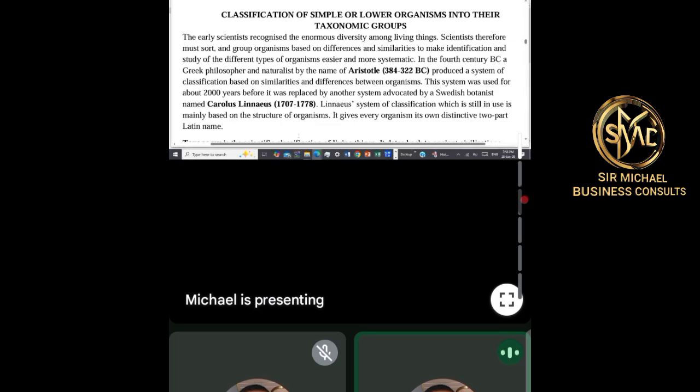So Aristotle, who lived from 384 to 322 BC, was a Greek philosopher and naturalist who tried to classify organisms based on their shared similarities or characteristics and their differences. This system was used for 2,000 years before another one by a Swedish botanist, Carolus Linnaeus, whose system is what we largely use for classification.